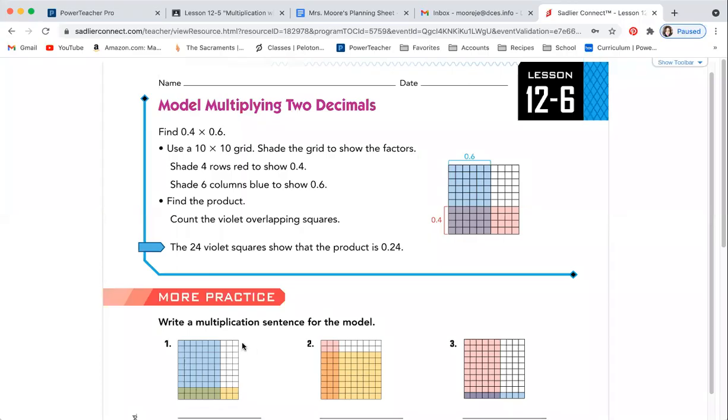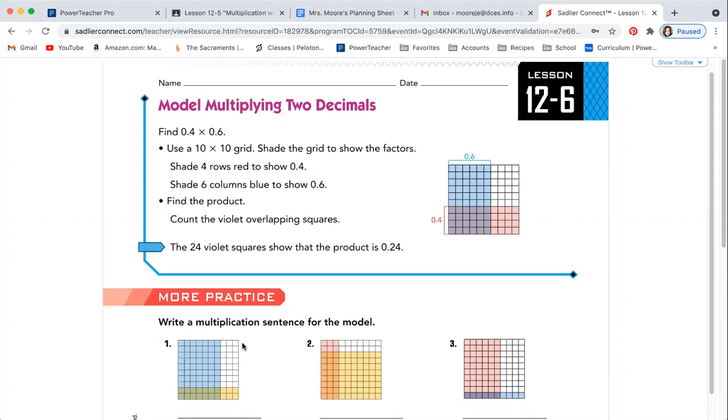All right, so today on section 12.6, we're going to bring in more of the conceptual method of multiplication of decimals by using a model. We're still going to do the procedure alongside of it. That way we can kind of double down on both understandings as we progress.